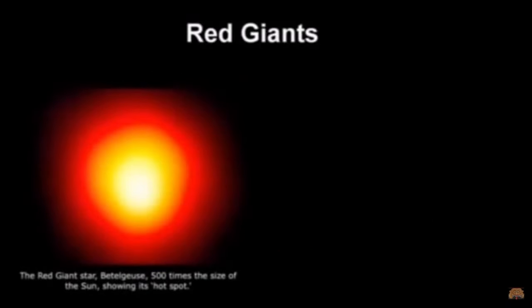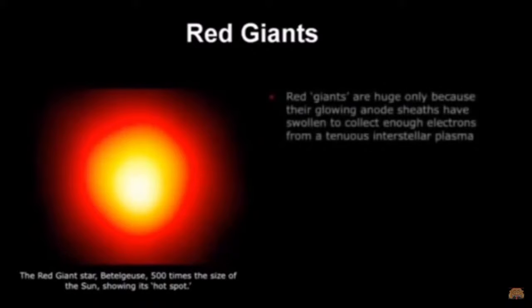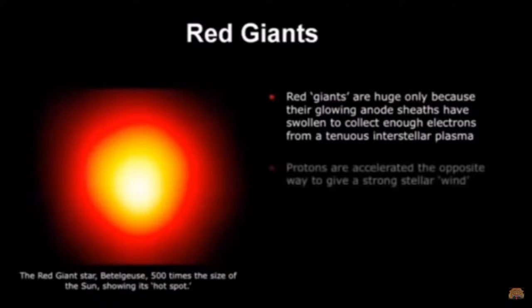So here's a red giant. This is actually Betelgeuse. It's 500 times the size of the sun, and it has a hot spot. You've got to ask yourself, what's a hot spot doing on a red giant star? What happens is, as that envelope expands, the electric field grows stronger because it's trying to collect electrons from space. But on the other hand, positively charged particles, in other words, it's still a wind, are accelerated more strongly the other way. So you have this anomaly where these cool stars have the most powerful winds known.